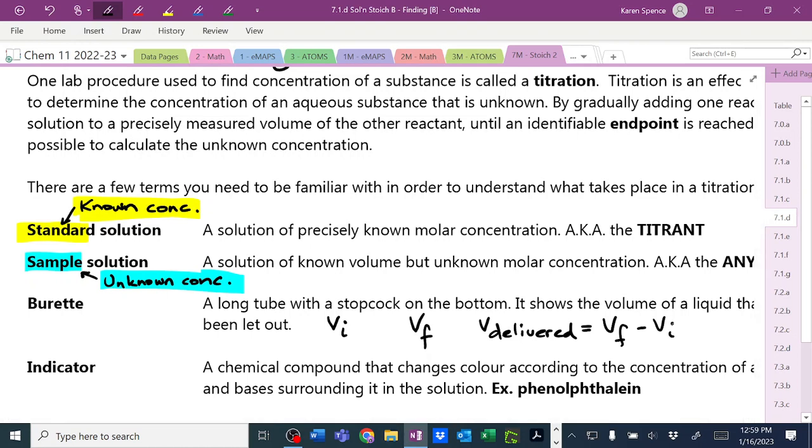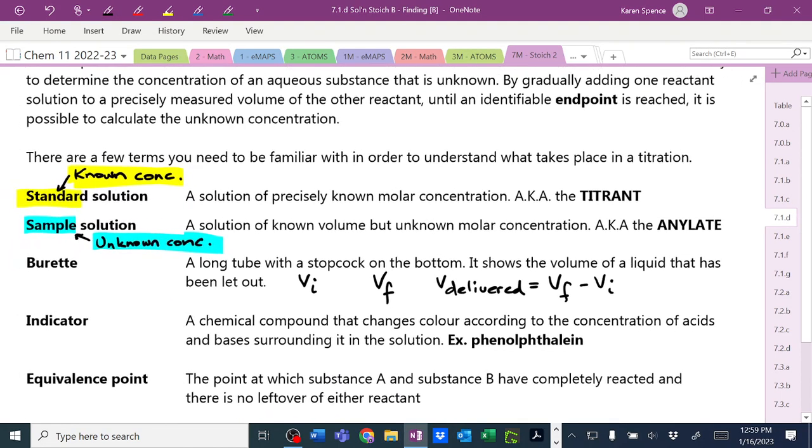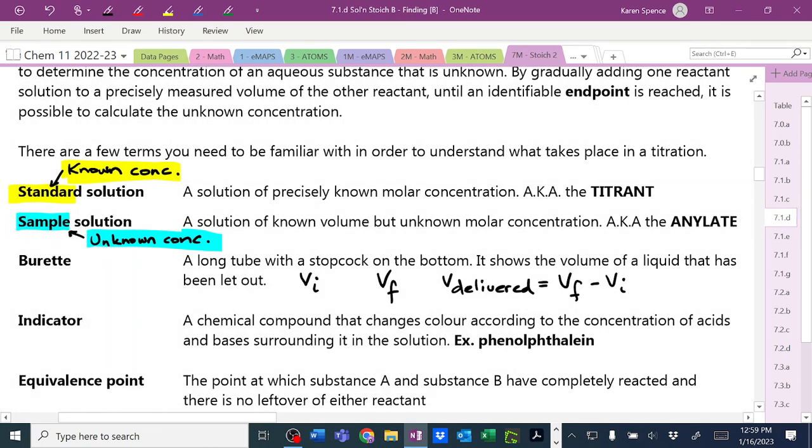Did you do anything with acid-base indicators last year in grade 10? Little bit? Okay, so an acid-base indicator is something that changes color depending on the concentration of the acid or the concentration of a base. And we are going to be using the most common.